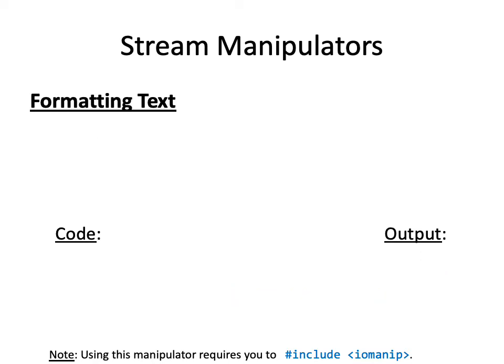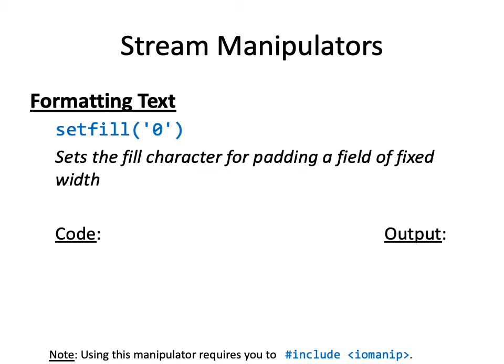Stream manipulators, another one that we can see is SetFill. In this case, SetFill, you're giving it 0, which means you're going to fill with zeros. And this sets the fill character for padding a field of fixed width. So if you've already done set width and you're saying, I want there to be this big old field, or like, 5 characters, and you put a 36 in, this will now zero pad them. But you could do it with other characters as well.